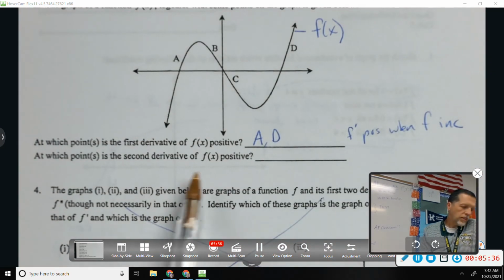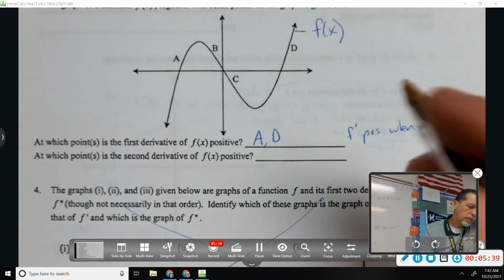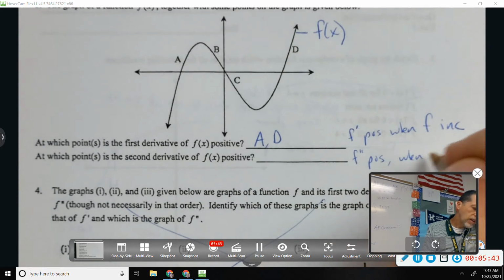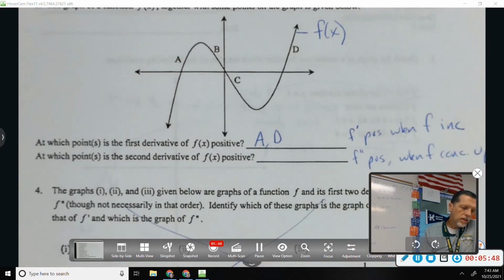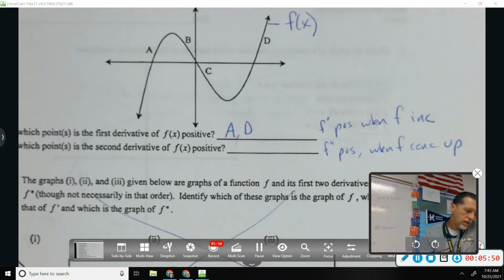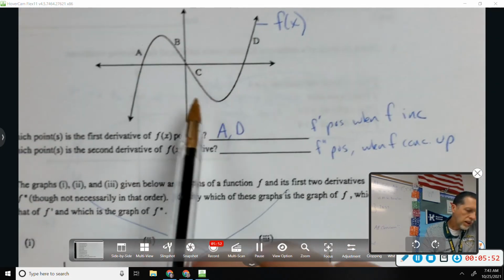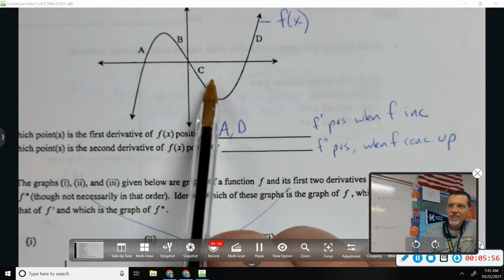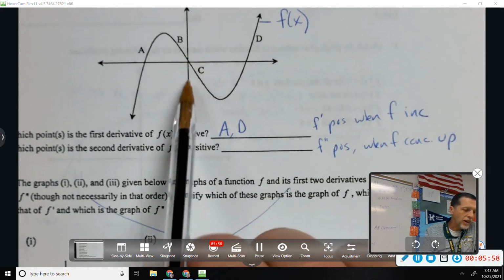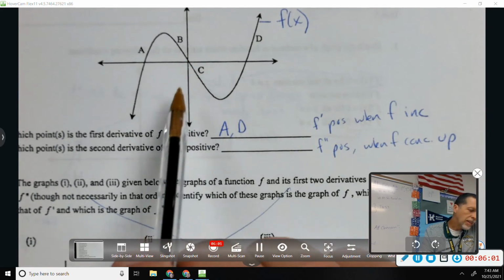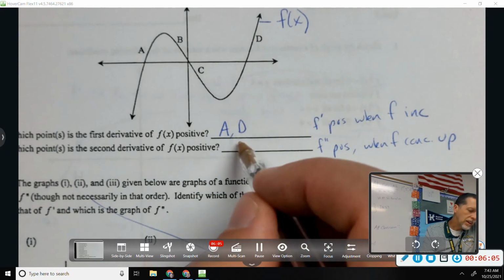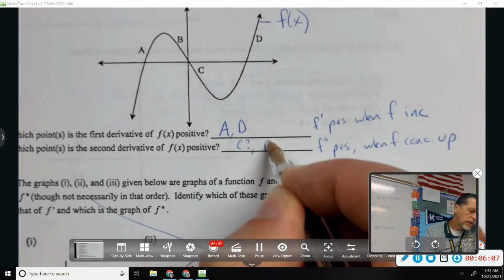At which point is the second derivative of f of x positive? Second derivative is positive when f is concave up. So concave up, not A, not B. C is iffy. I guess you could say C or you could say not C. I'd be okay either way. It's not really clear if we've had the point of inflection yet or not. But definitely D. So C question mark, but definitely D.